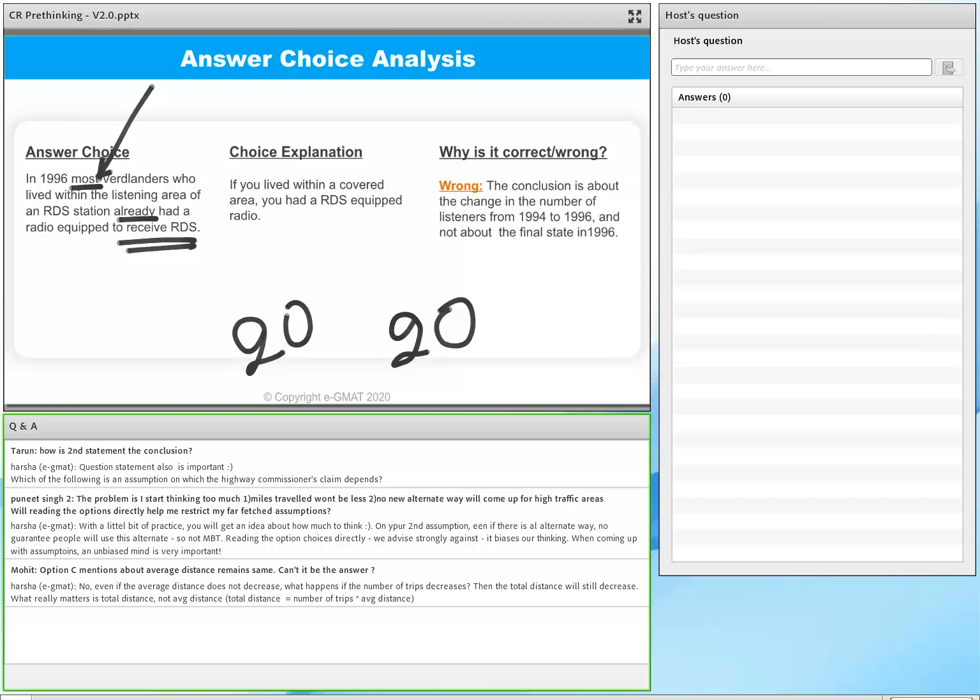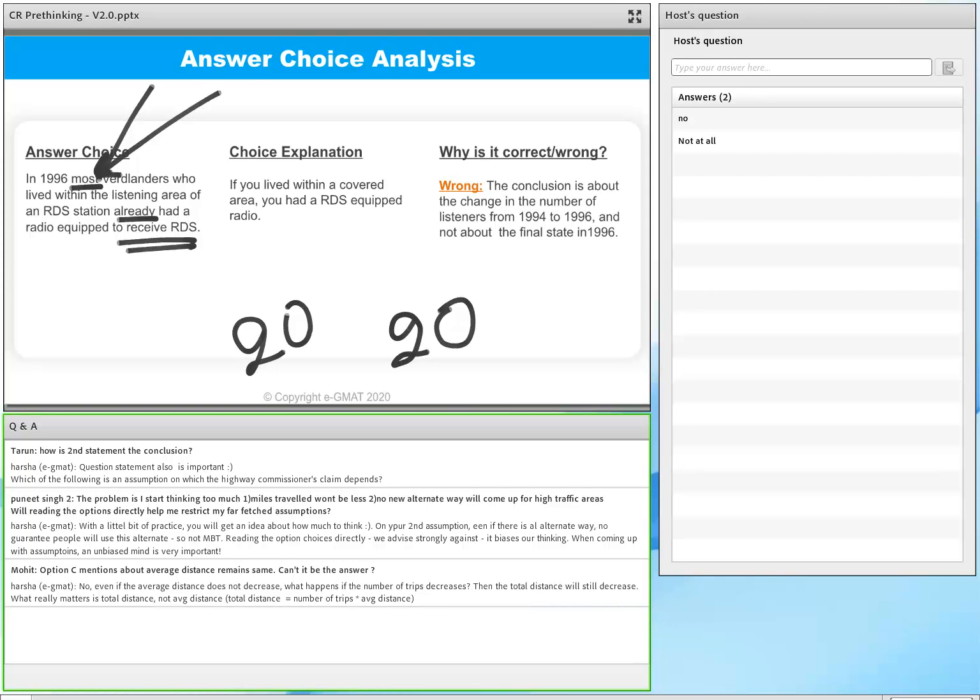So is that most required, that it must be true? Well, do I need that 60% of Worlanders or 70% or 51% of Worlanders own an RDS radio? No. Why? Because even if 20% own that in 94 and 20% own that in 96, I'm still okay. So this is not must be true. This can't be my correct assumption. Why? Because if I negate this and say most Worlanders in 96 did not possess it, then what happens to my conclusion? Nothing. It doesn't break down.